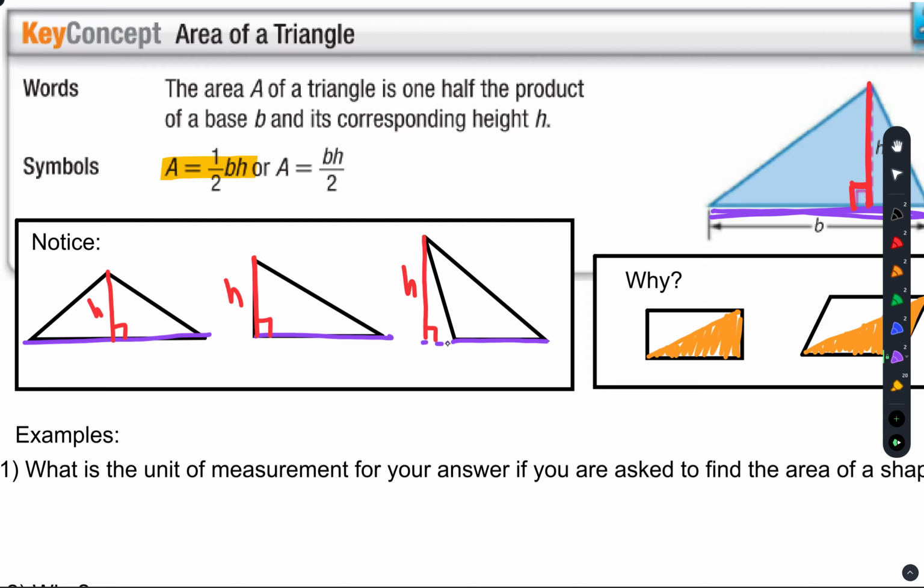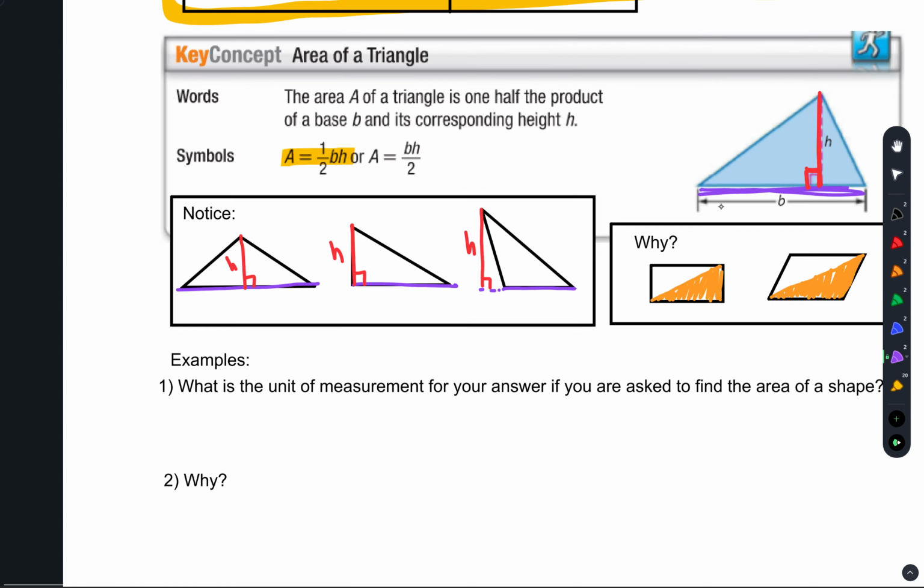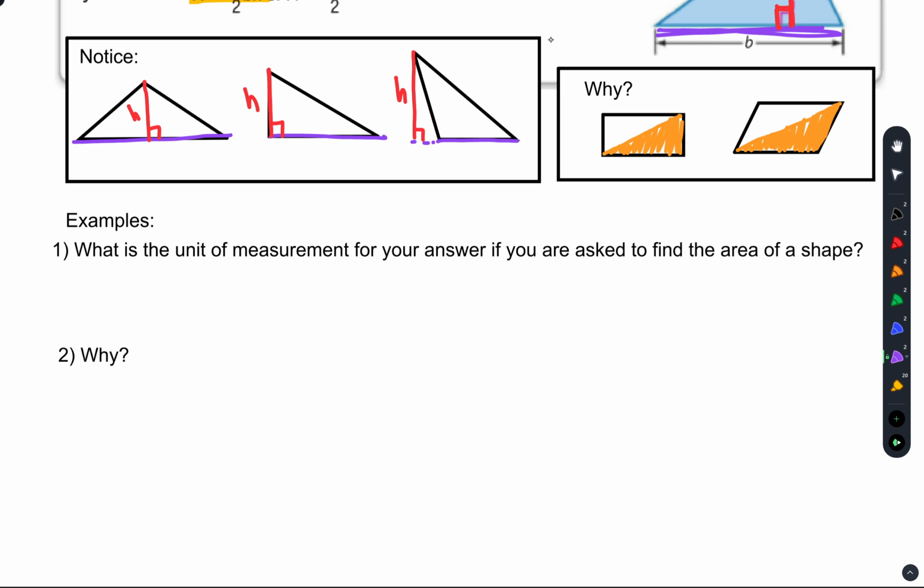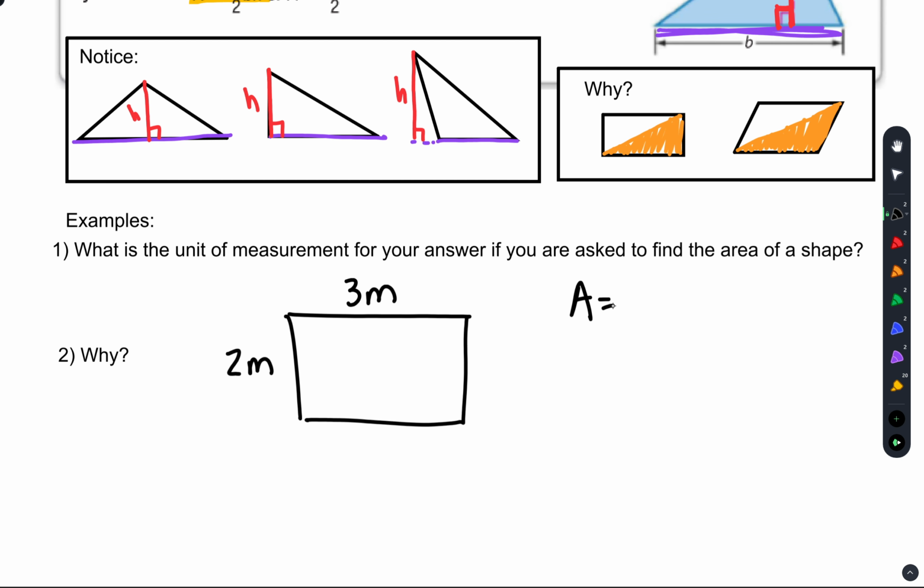Make sure that they are filled in on your little half sheet so that we can keep track of all of those. Next, what is the unit of measurement for your answer if you are asked to find the area of a shape? Let me give you an example. If I draw a rectangle and I say that this is 2 meters by 3 meters, I would say that my area is what?